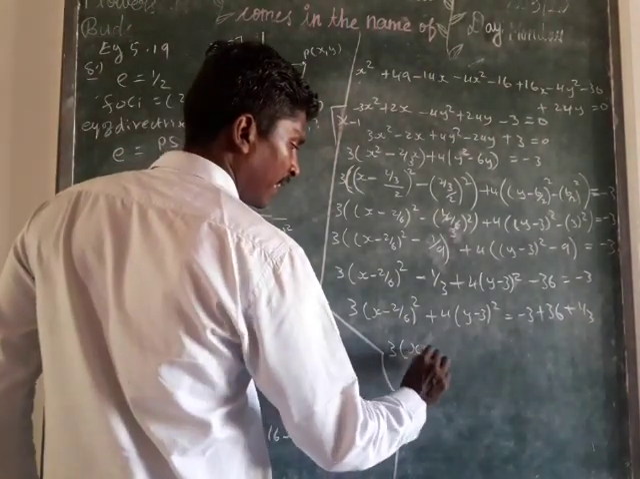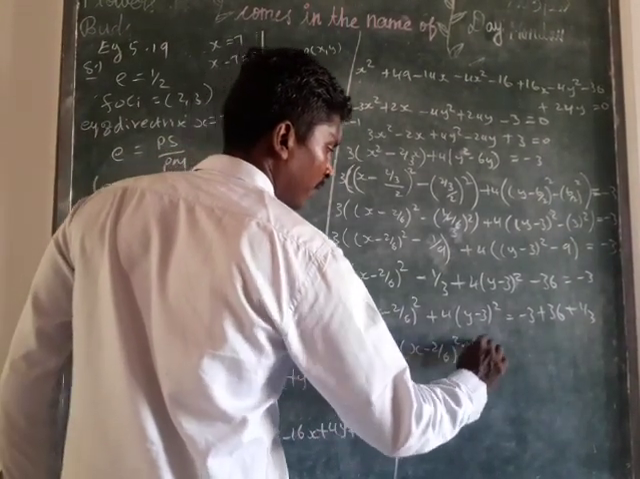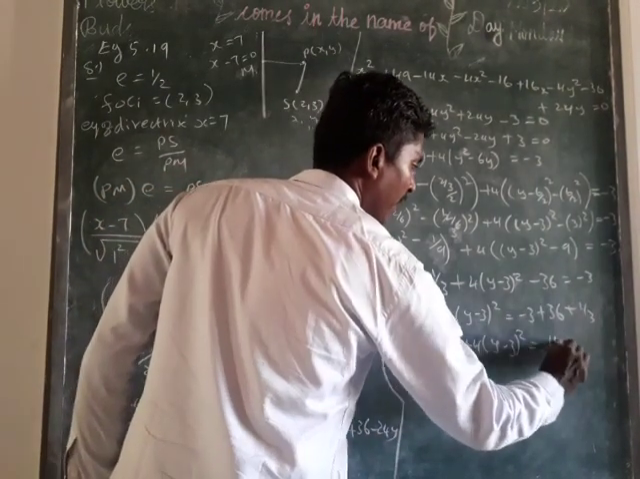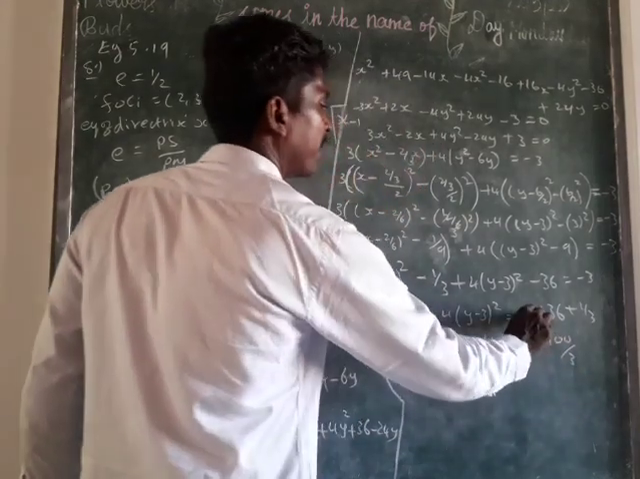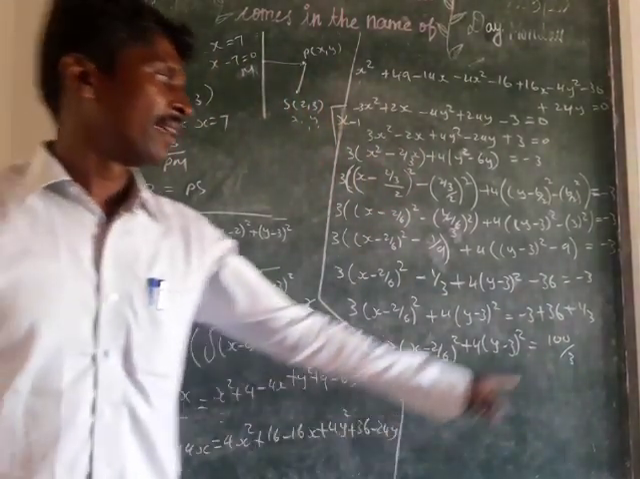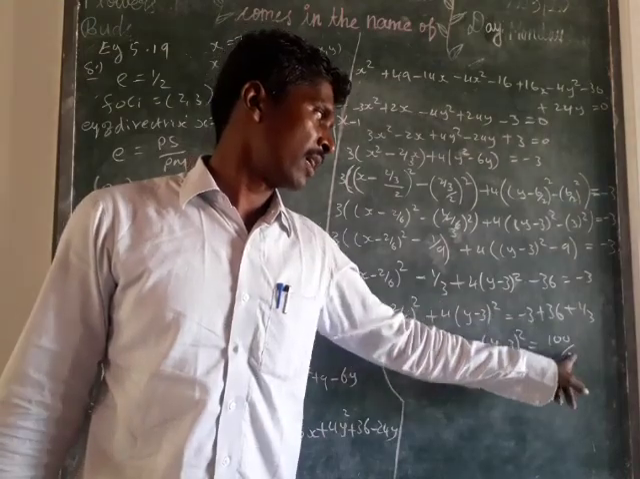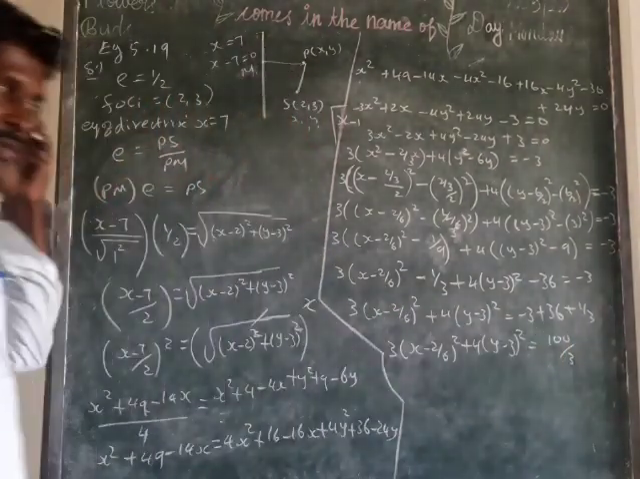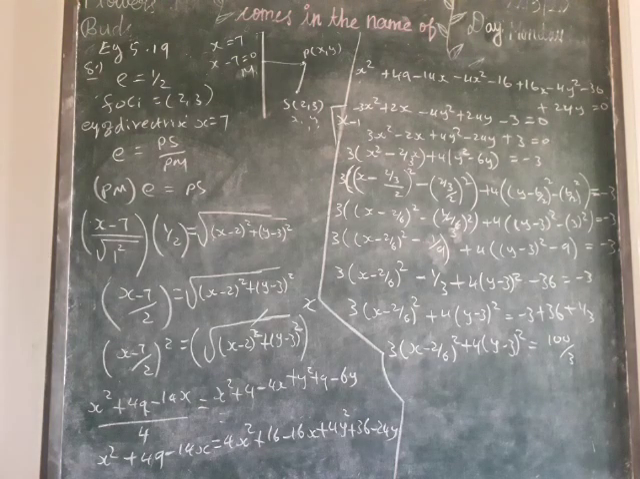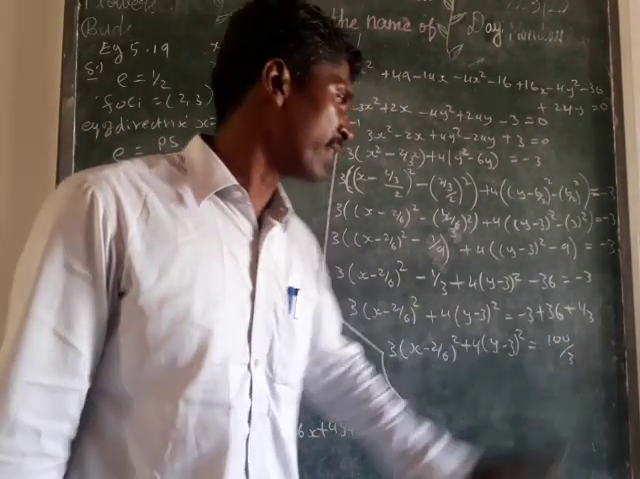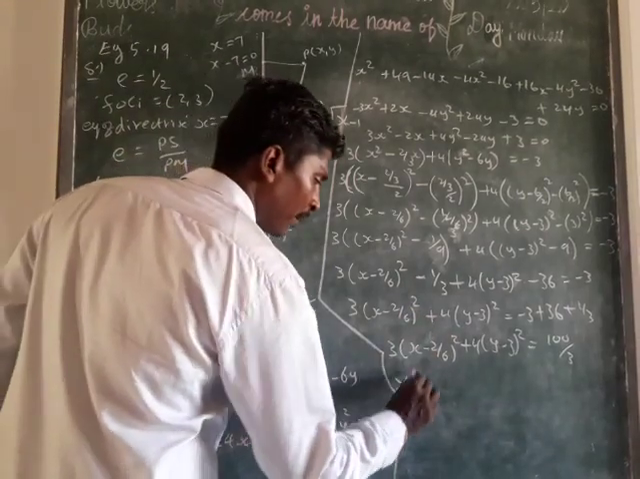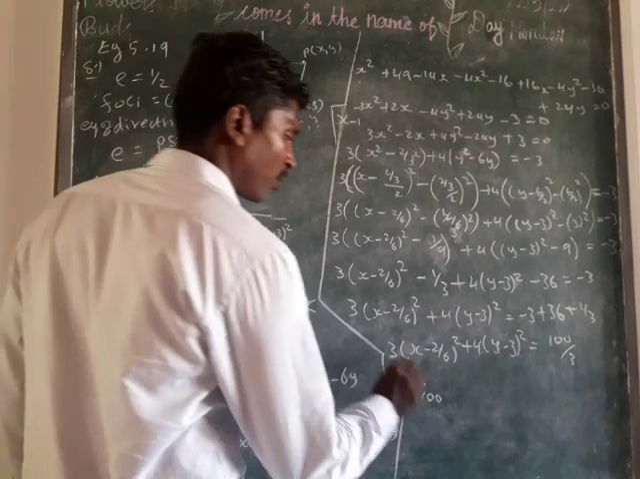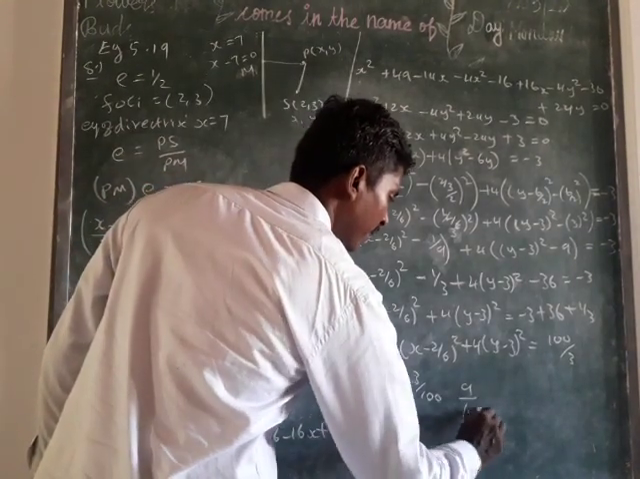Now 3 into x minus 2 by 6 the whole square, 4 into y minus 3 the whole square, equals 100 by 3. That is minus 3 plus 36, 33; cross multiply, 99 plus 1, 100 by 3 will come. So I need the right side equal to 1, because x square by a square plus y square by b square equals 1. But I have 100 by 3. Then I multiply by 3 by 100. Multiply by 3 by 100, totally comes 9 by 100.